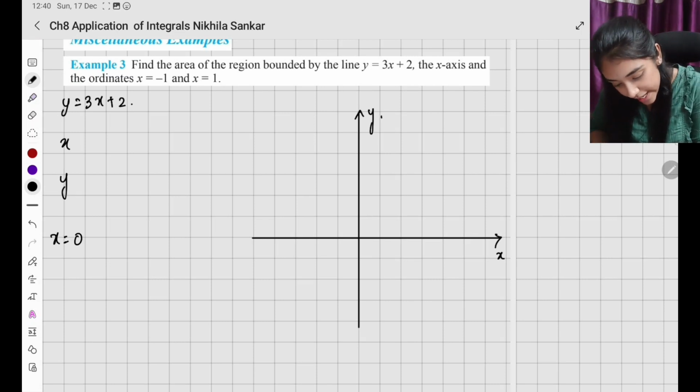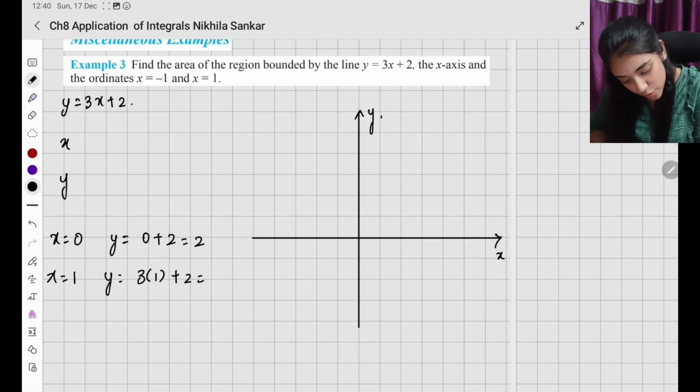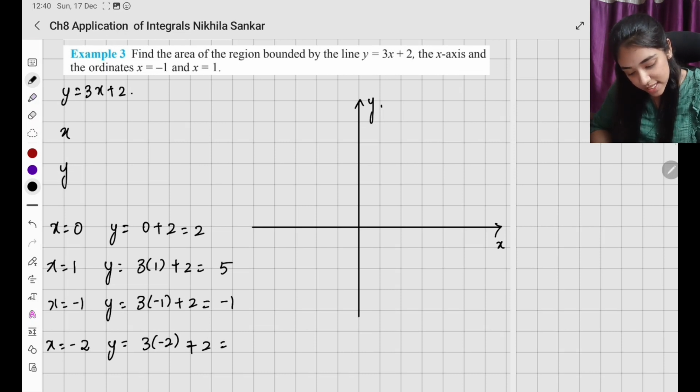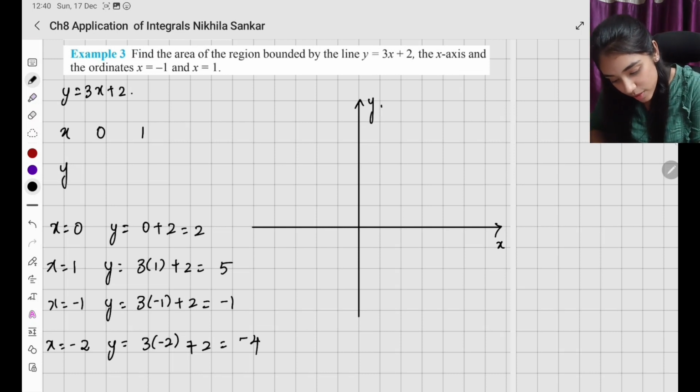So what are we going to do now? When x equals 0, y equals 0 plus 2, which is going to be 2. When x is equal to 1, I have y equals 3 times 1 plus 2, which is 3 plus 2, 5. Now I'm taking negative values, because with negatives it is easier. So x equals minus 1, I have 3 times minus 1 plus 2, which is minus 3 plus 2, minus 1. And I have x equals minus 2, y equals 3 times minus 2 plus 2, which is 3 twos are 6, minus 6 plus 2, which is minus 4. So what are my values going to be? In the tabular column, x values are going to be 0, 1, minus 1, minus 2 and y values are going to be 2, 5, minus 1, minus 4.